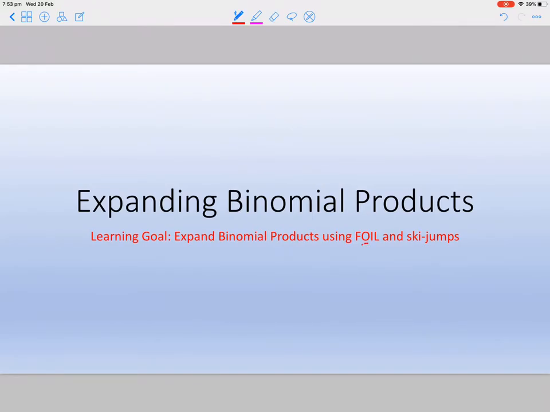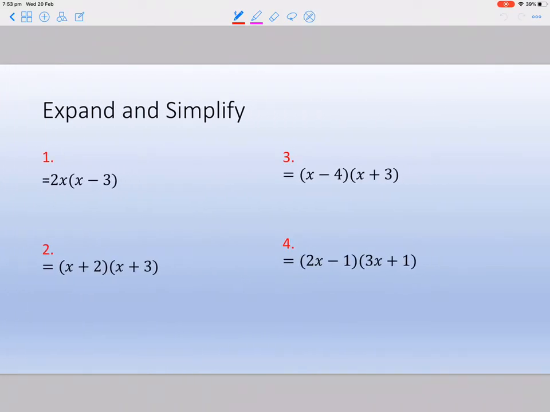Alright, and we're going to use this technique called FOIL. And I've put ski jumps because that's what we've looked at in the past, and there's going to be a similarity to that. So make sure you write this down. Okay, let's get to the examples.